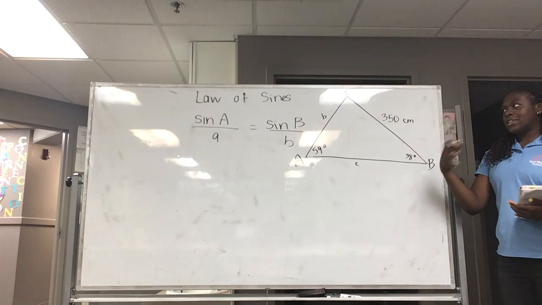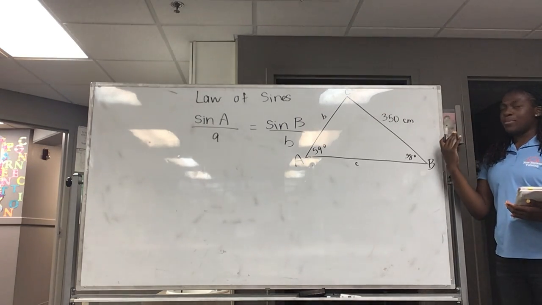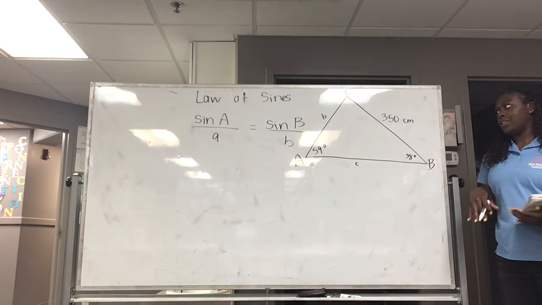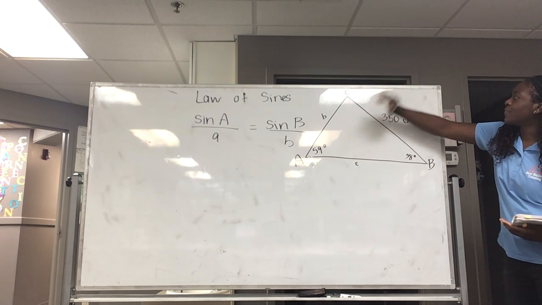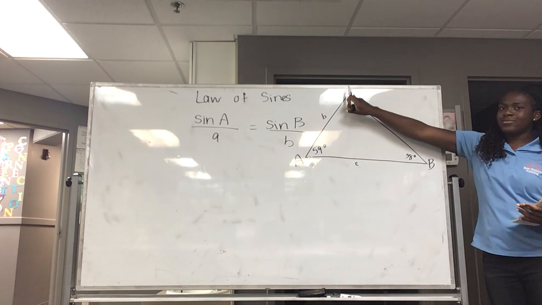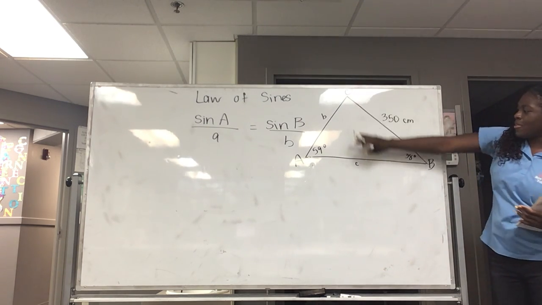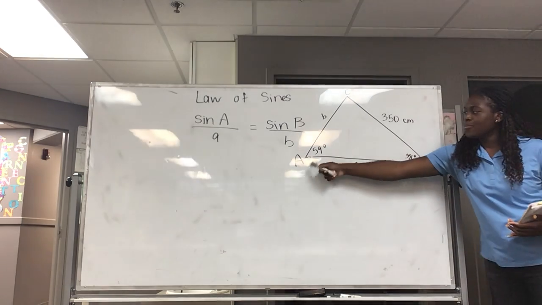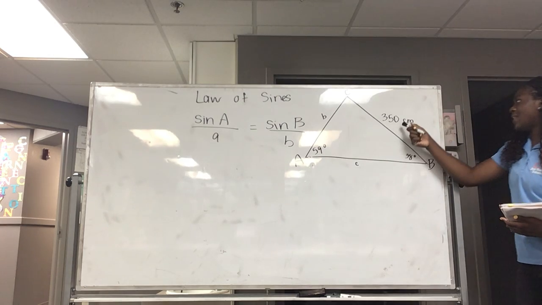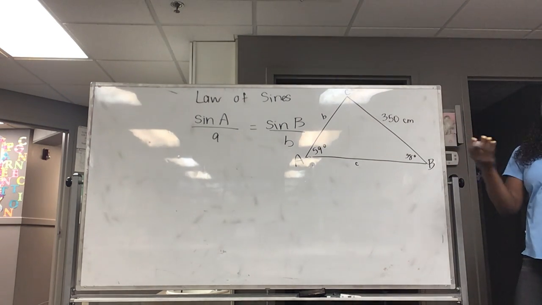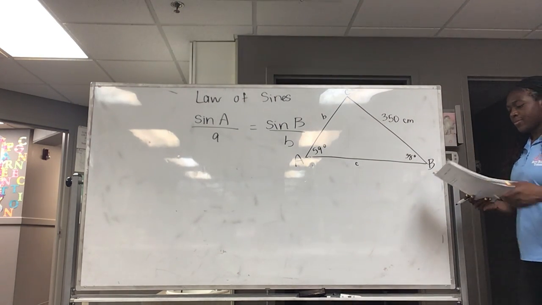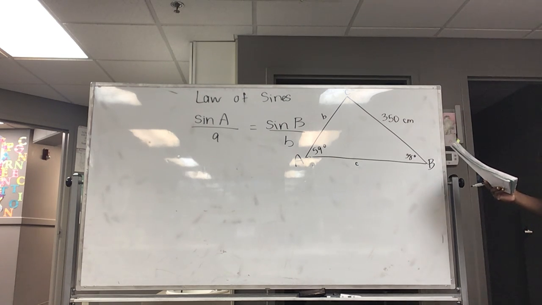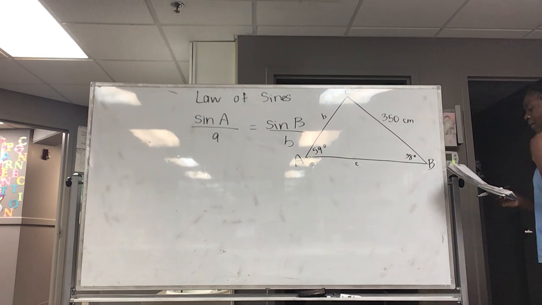So in your law of sines, the capital letters are going to be the angles, the lowercase letters are the sides. And then up here, this angle is supposed to be a capital C, and the one across from it is a lowercase c. I didn't label it here, but my capital A is 59 degrees, and then this 350 centimeters would represent my lowercase a. So what we're going to do is solve this triangle.